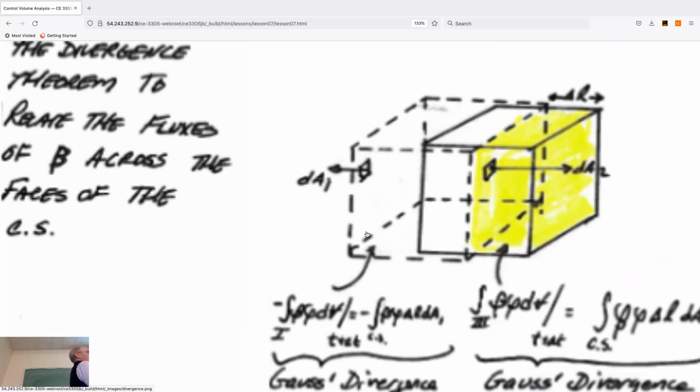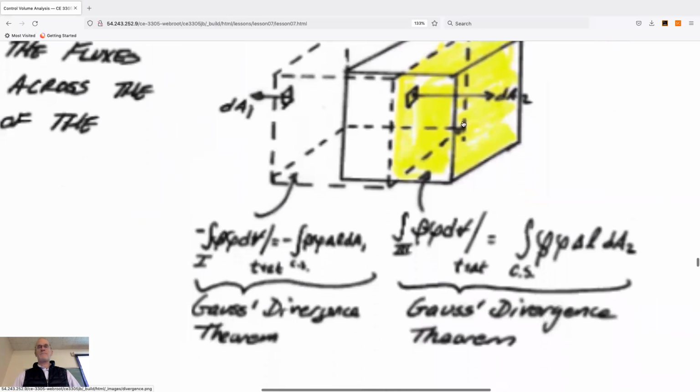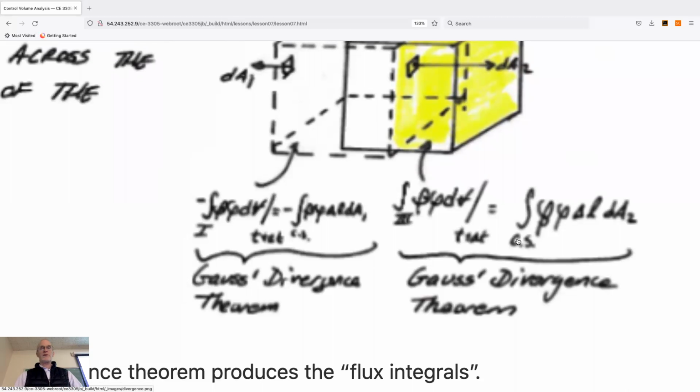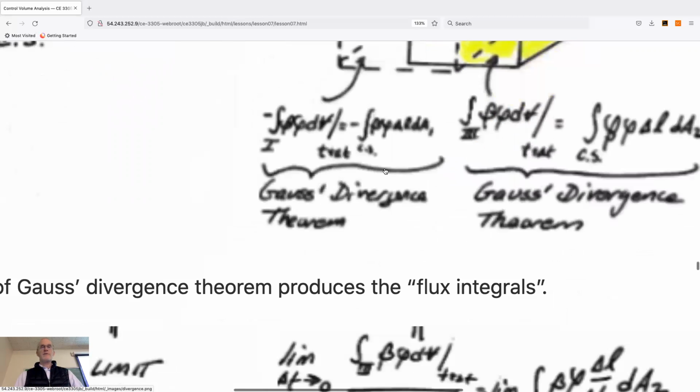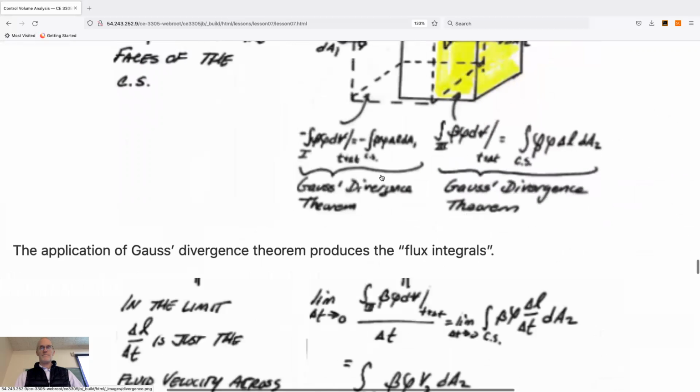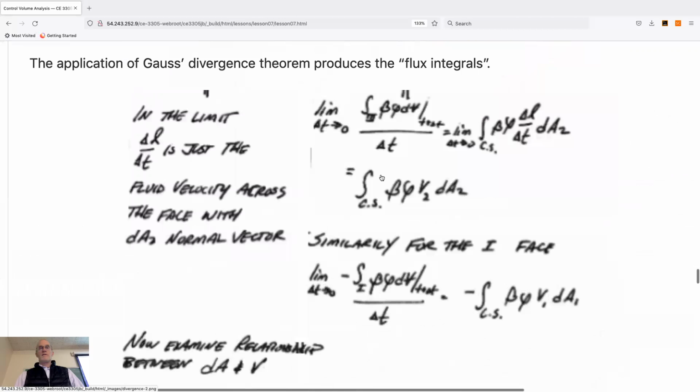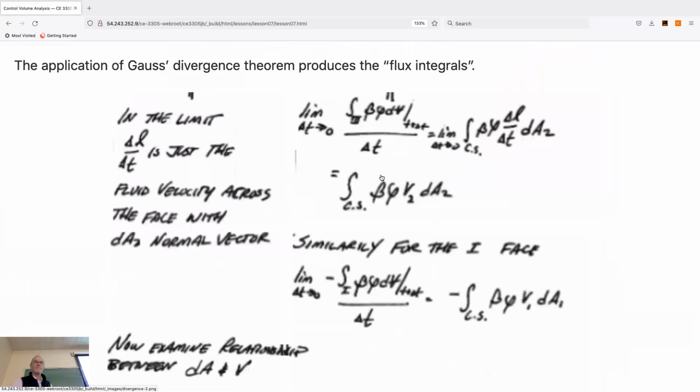We'll quickly see that that's associated with the velocity at the left face. Similarly, we can play the same game with region 3. In this case, there's not a minus sign because region 3 is filling instead of vacating. And both those are Gauss's divergence theorem, and they produce what are called the flux integral. So in the limit, the region 3 term becomes the integral over the control surface of beta rho V2 dA2.